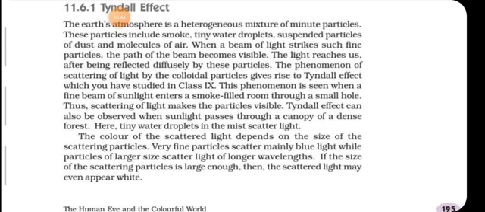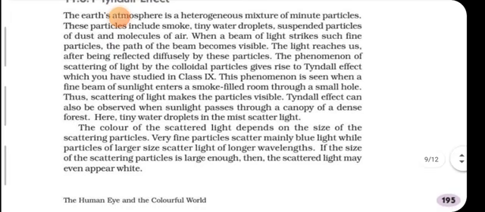When a beam of white light strikes such fine particles, the path of the beam becomes visible. This light reaches us after being reflected diffusely by these particles. The phenomenon of scattering of light by colloidal particles gives rise to the Tyndall effect.